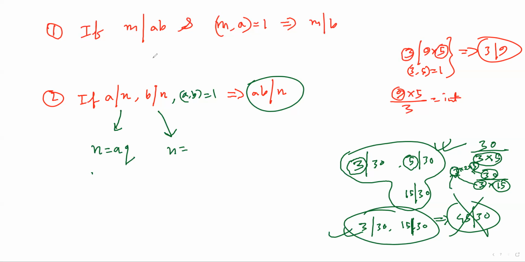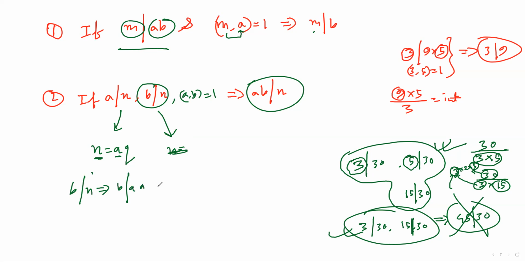But from the idea above, you can see that if M divides AB and M is co-prime to A, then M must divide the other factor. So B divides N would just mean B divides AQ. And A, B are co-prime, so B cannot divide A, so B has to divide the other factor, which means B divides Q, which means Q is some multiple of B, for example, MB.